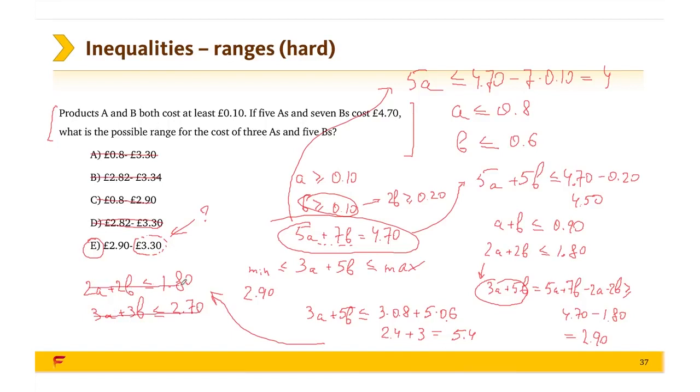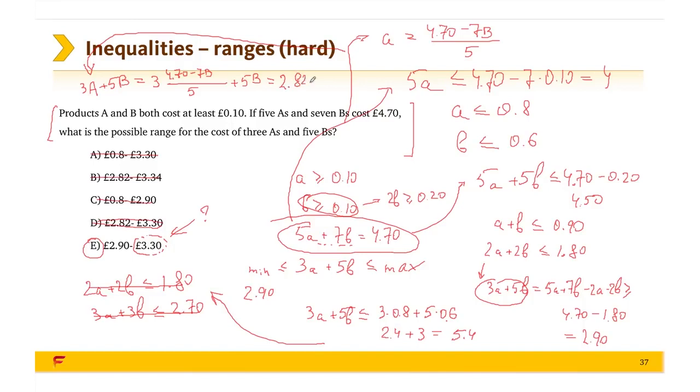So let's not waste our time here, but rather focus again on this expression here, from which we know that A is nothing but (470 minus 7B) over 5. In this case, I'm going to continue here. Sorry for the mess. 3A plus 5B equals 3 times (470 minus 7B) over 5 plus 5B. And the result is, once we do all the computations here, 2.82 plus 0.8B.